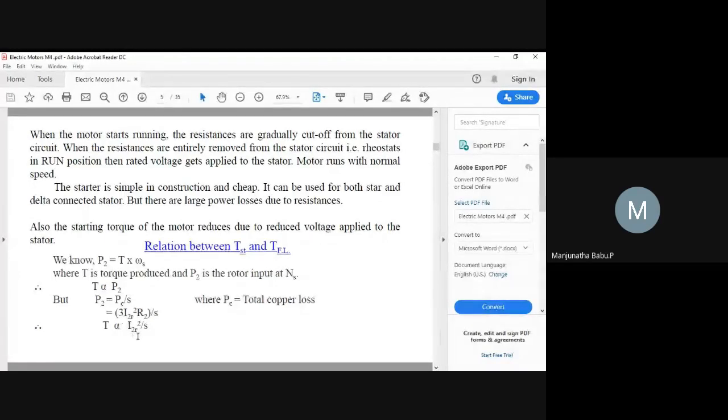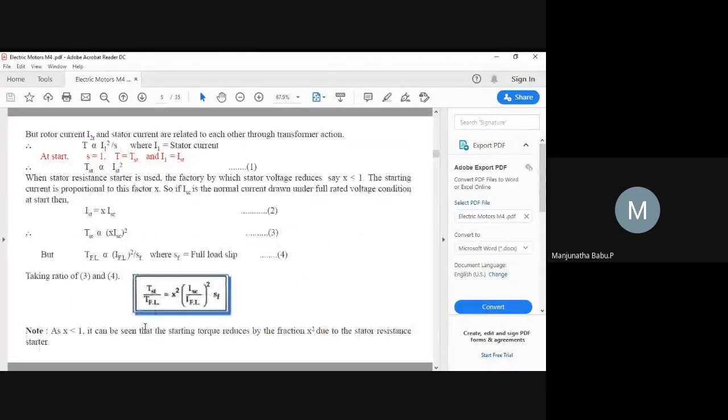Now if we consider the starting torque and full load torque, what will be the expression? Here the rotor current and stator current are related through transformer action. So torque is directly proportional to I1 square by s, with respect to the stator, where I1 is the stator current. At starting, slip will be equal to 1. So the torque at starting will be proportional to I start square. Consider this as equation 1.